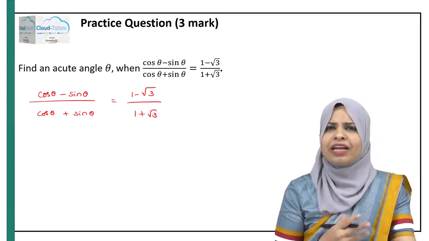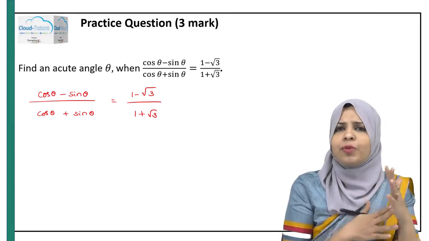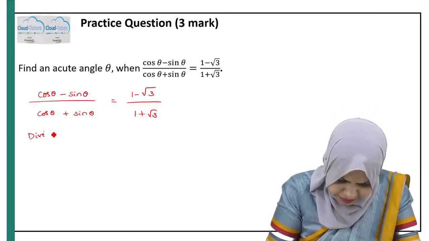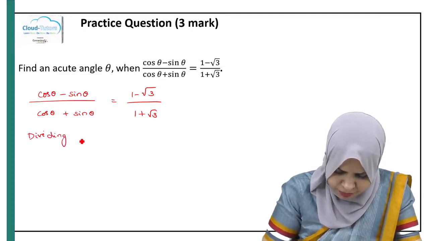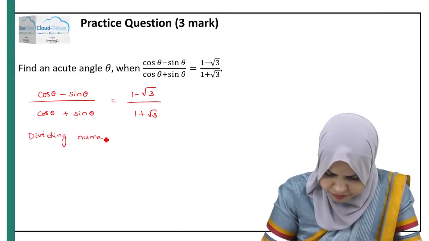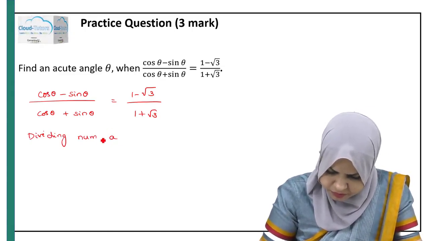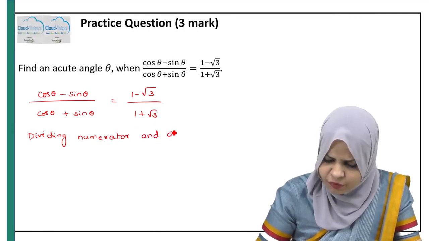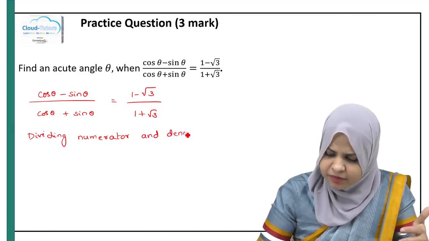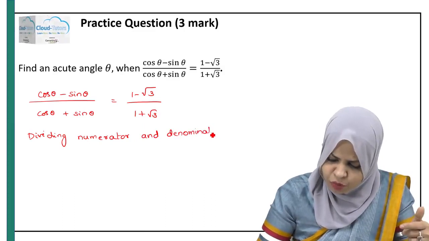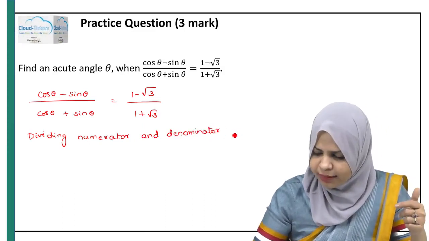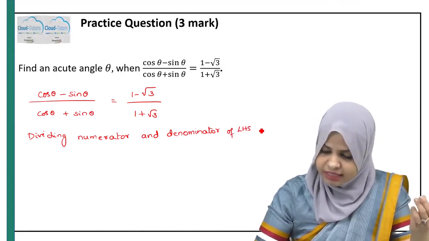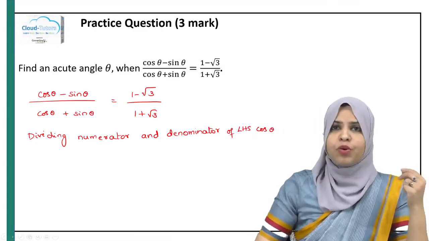Let's divide both numerator and denominator by cos theta. So let's write that, dividing numerator and denominator. I cannot just divide only the numerator. If I do that, then it's wrong. If I divide both numerator and denominator, what happens? The value is balanced. It doesn't impact the value. Okay, so let's do it.